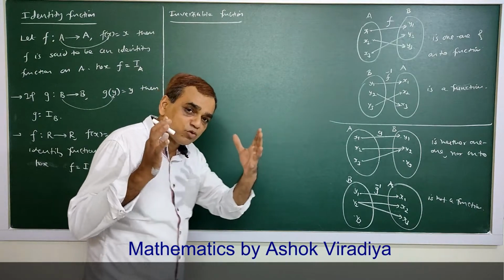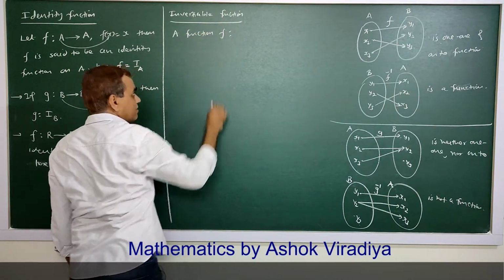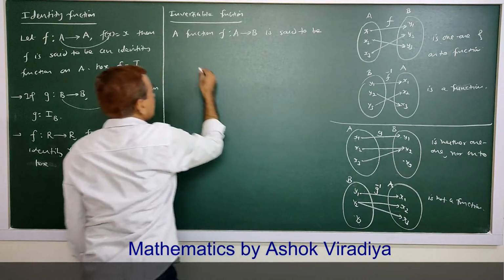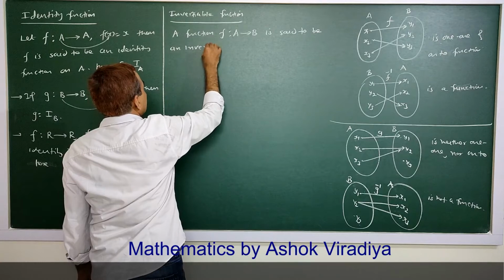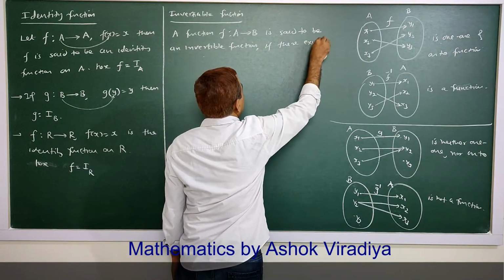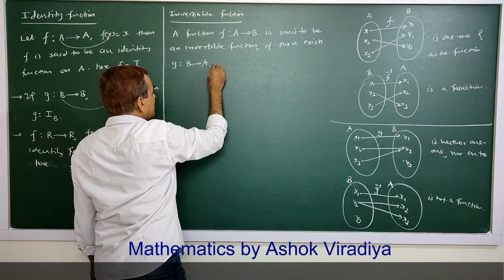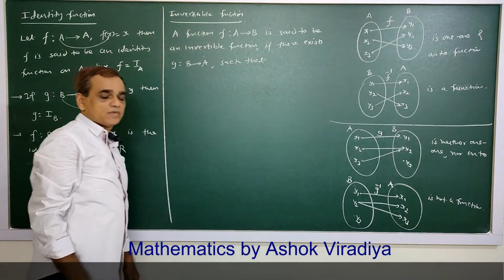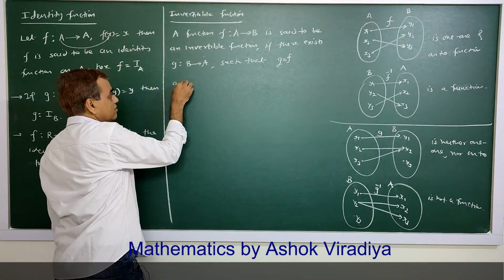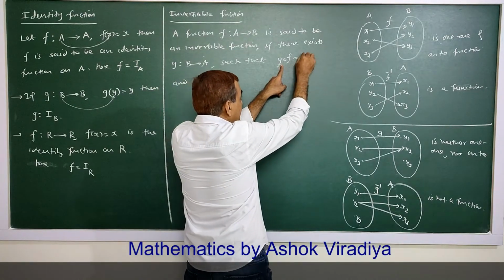See, what is the meaning of the statement I have just spoken? A function f from A to B is said to be an invertible function if there exists a function g from B to A such that the composition of g with f, g o f, and the composition f o g, both are identity functions. g o f is the identity function on A.